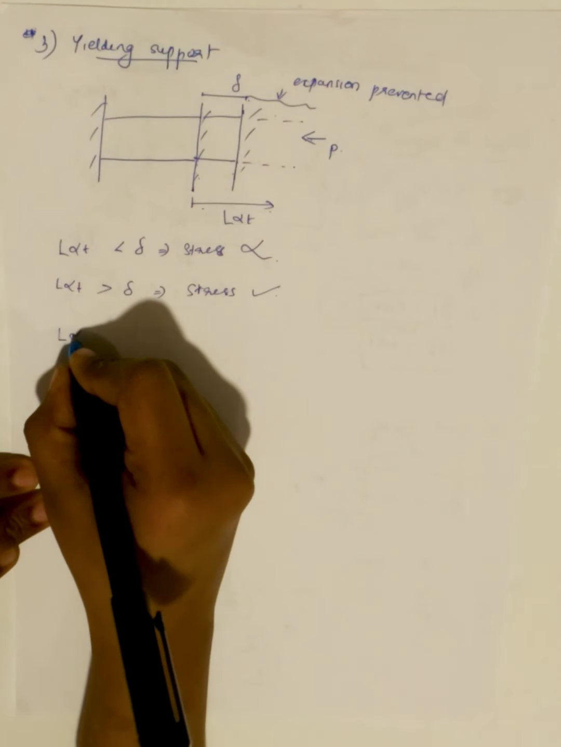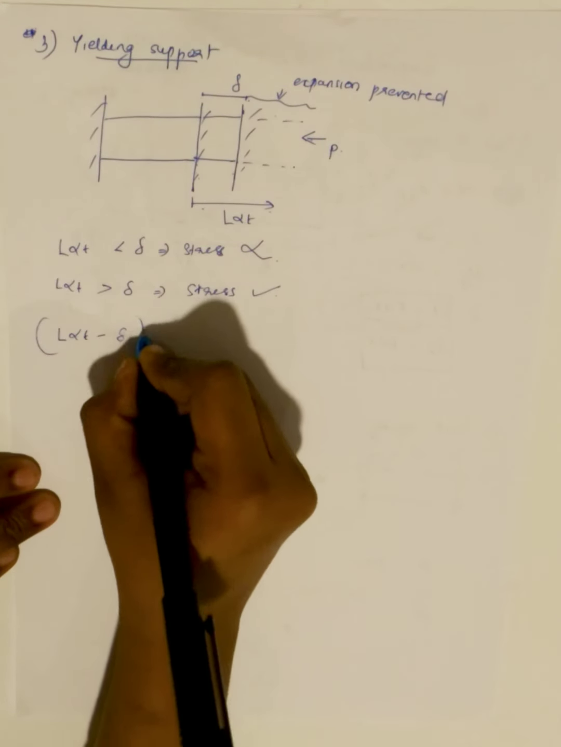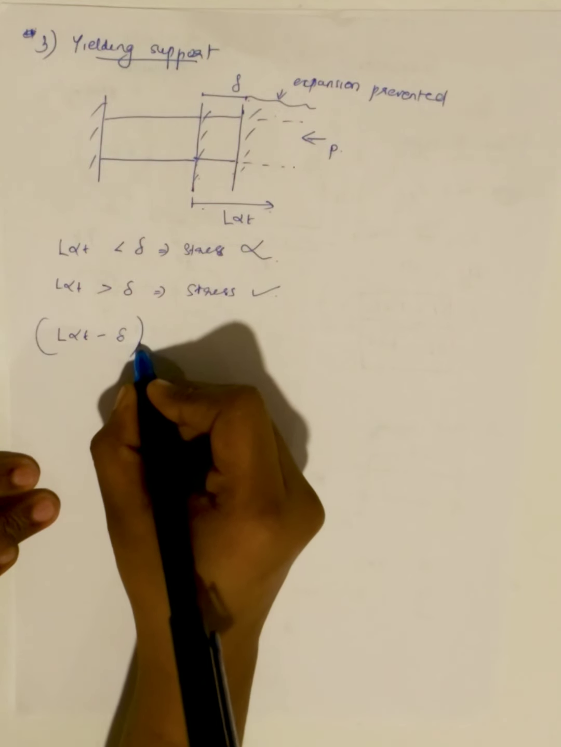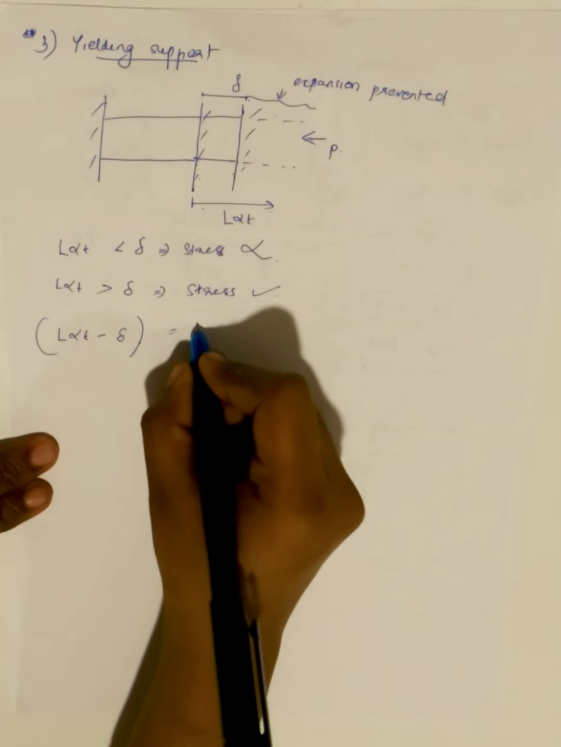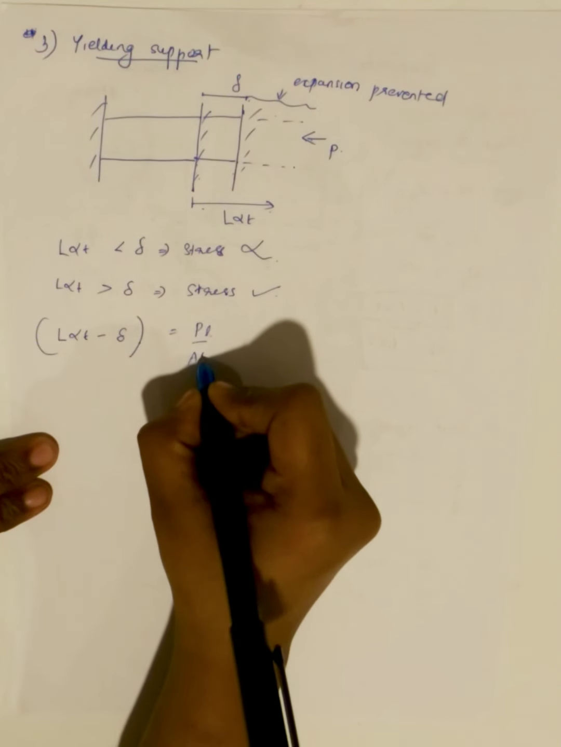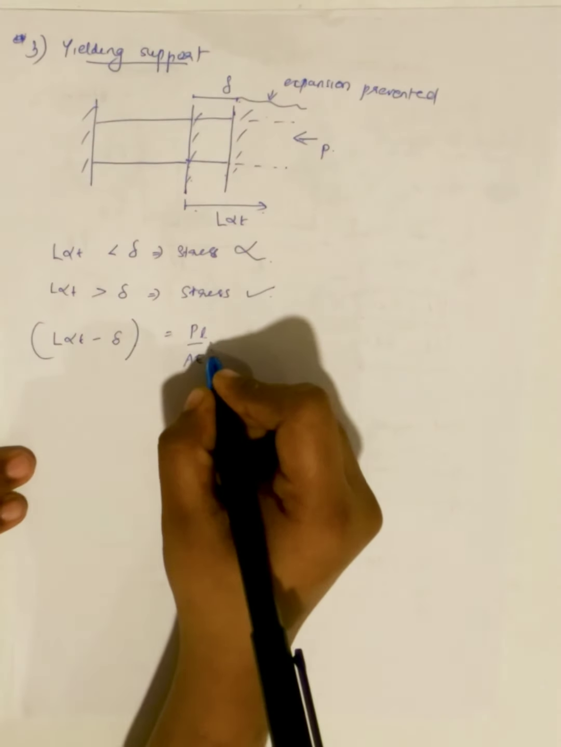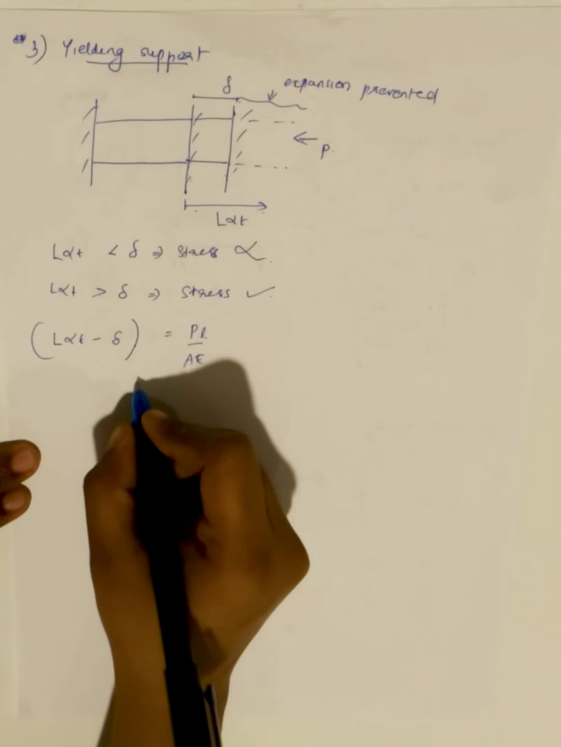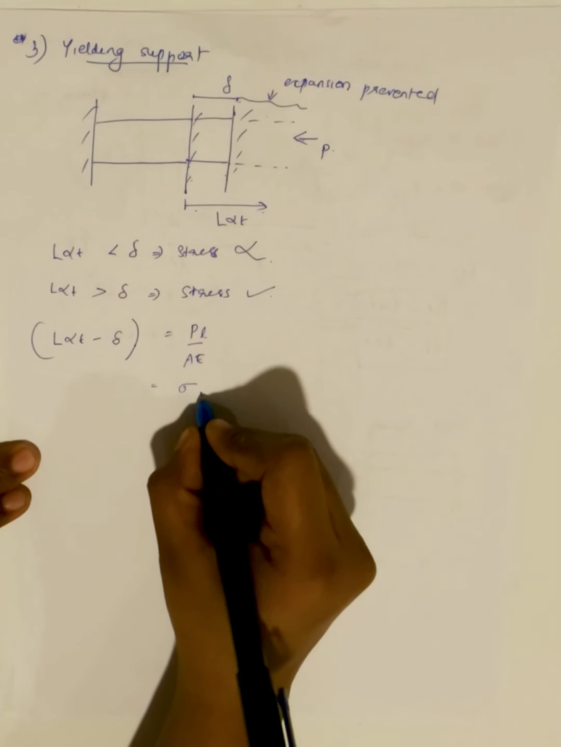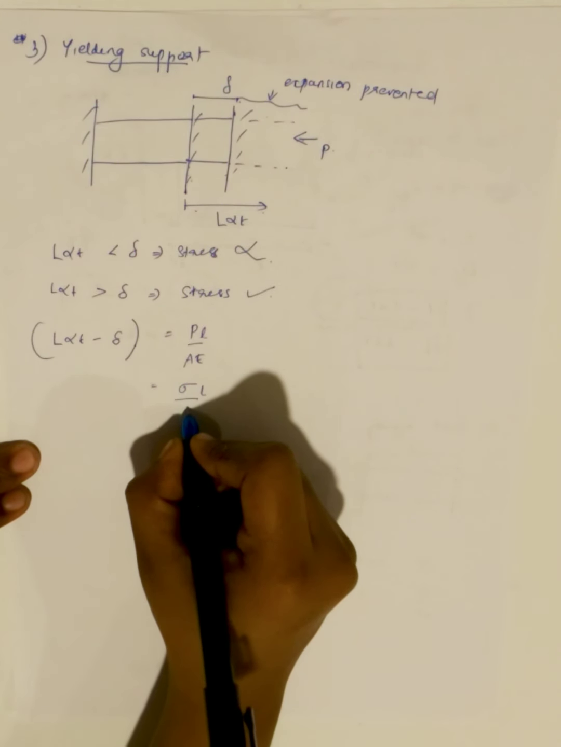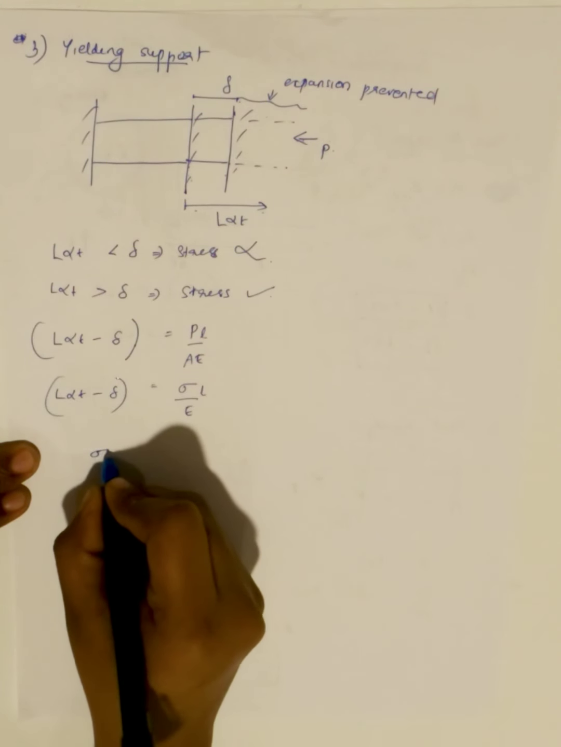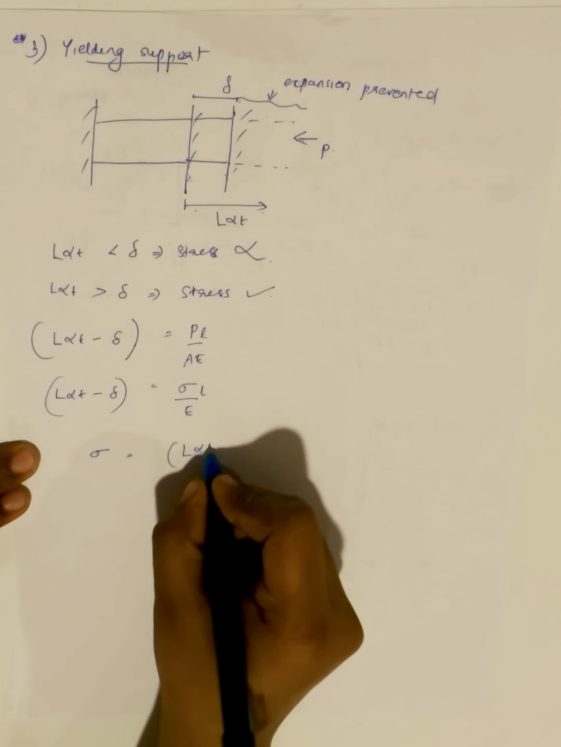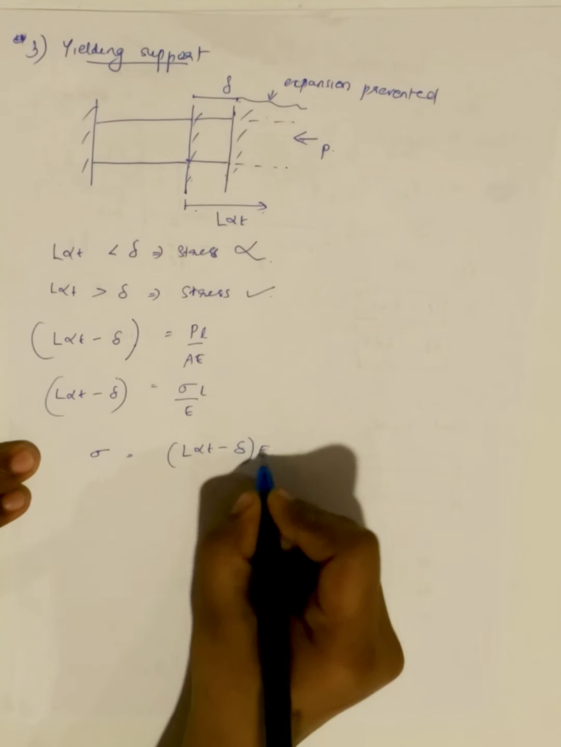So let us check that. Our L alpha T minus delta, this much deformation is to be prevented. This quantity of deformation will be prevented by the force PL by AE. So we will have P by A as sigma, L by E equal to L alpha T minus delta. So we have sigma equal to (L alpha T minus delta) E by L.